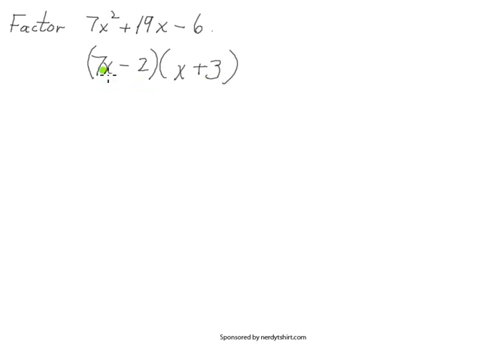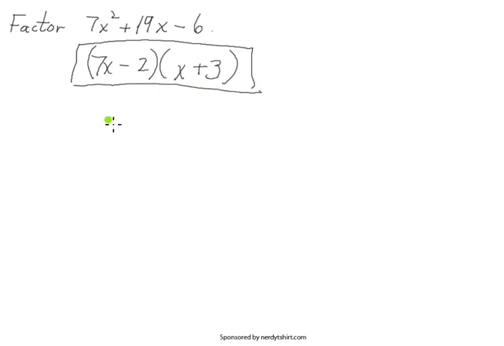But I've also chosen carefully enough so that if we actually multiply it out, the outer and inner products here, you can see the outer product is 7x times 3, that's a 21x. The inner product is minus 2 times x, that's a minus 2x. And 21x and minus 2x combine to that plus 19x in the middle. So there's a perfectly good way of getting this result.